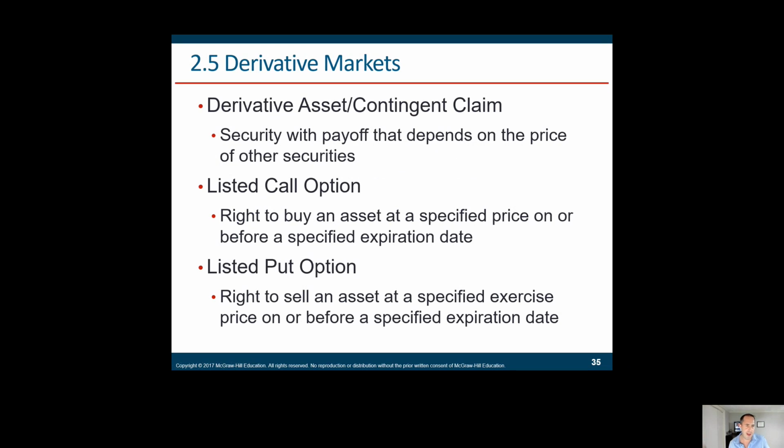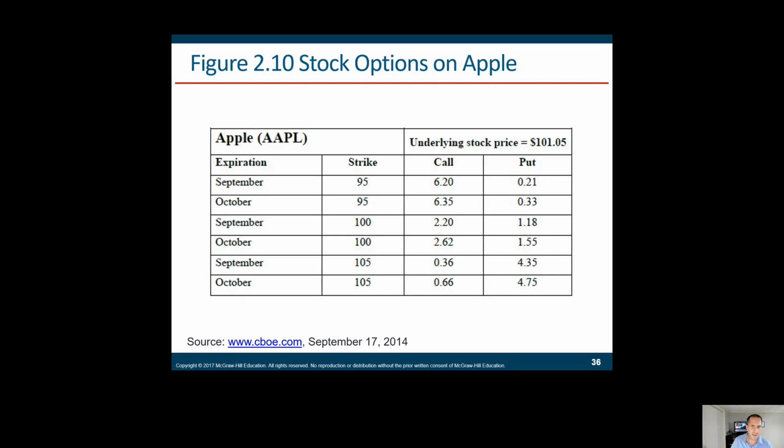Derivative and contingent claim assets: securities with a payoff that depends on the price of other securities. So again, think about call and put options like I mentioned in the supplemental slides. A call option is the right to buy an asset at a specified price. A put option is the right to sell an asset at a specified exercise price on or before that specified date.